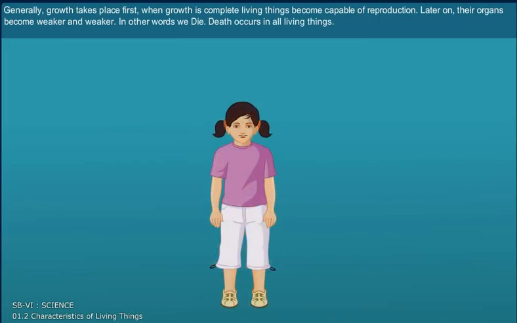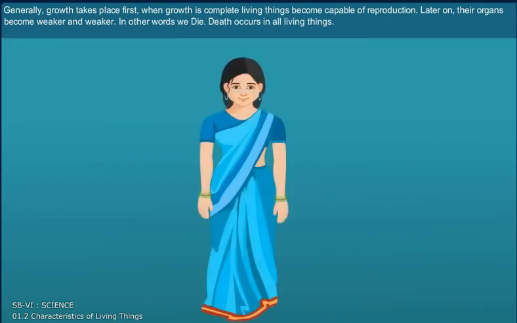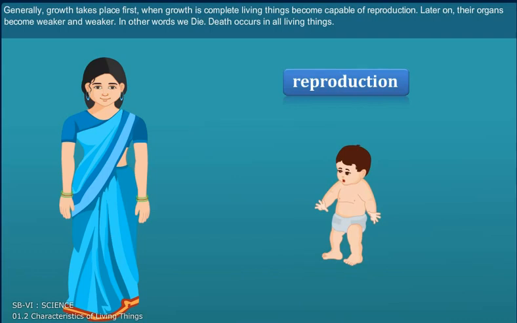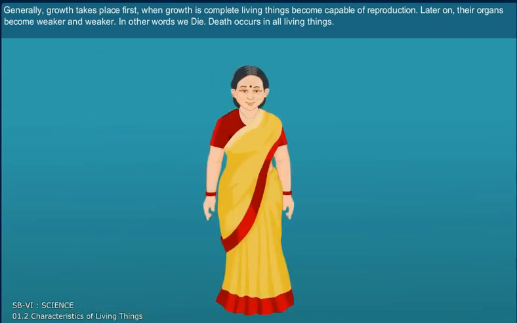Generally, growth takes place first. When growth is complete, living things become capable of reproduction. Later on, their organs become weaker and weaker. In other words, we die. Death occurs in all living organisms.